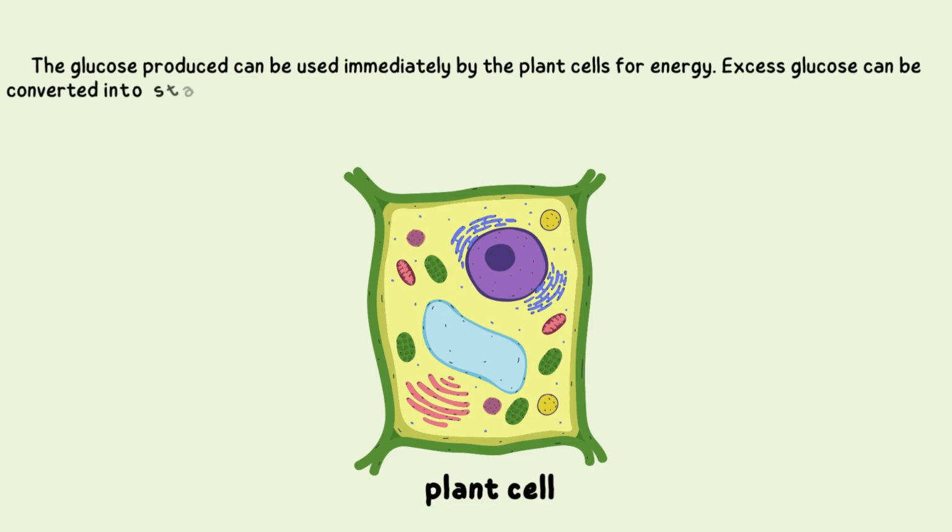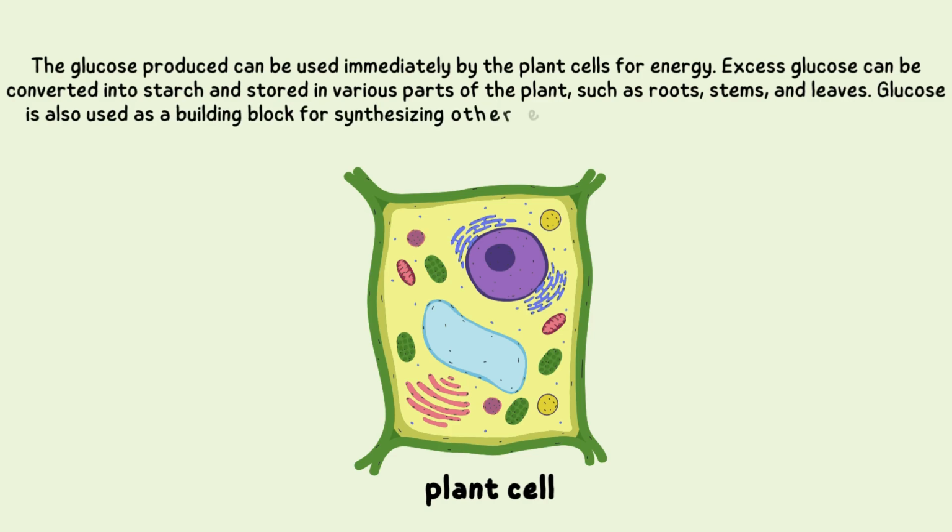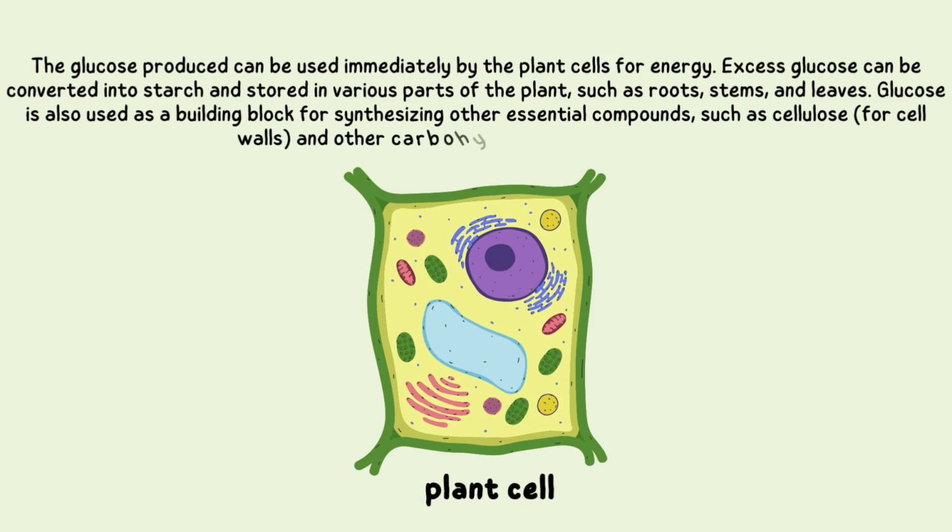Excess glucose can be converted into starch and stored in various parts of the plant, such as roots, stems, and leaves. Glucose is also used as a building block for synthesizing other essential compounds, such as cellulose, for cell walls, and other carbohydrates, proteins, and lipids.